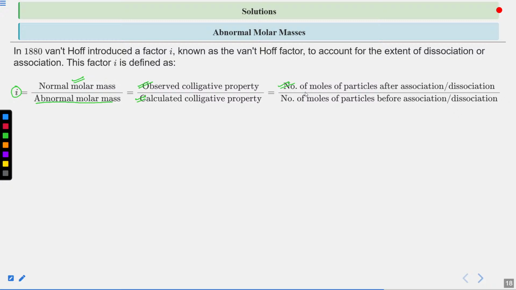If you are talking about, suppose, KCl, before dissociation how many particles were there? 1. Total number of particles was 1. After dissociation, it means 2. Yes, observed means experimental. Both terms can be used. Now these are the three definitions of your Van't Hoff factor i.